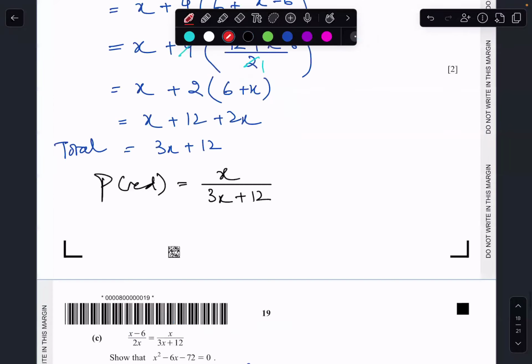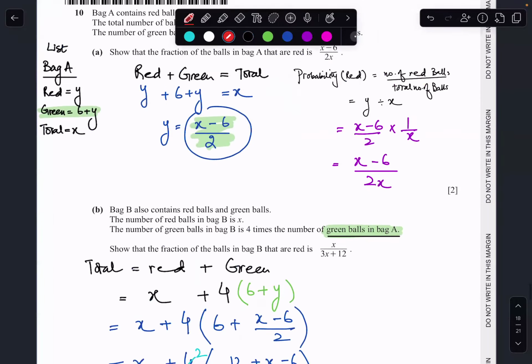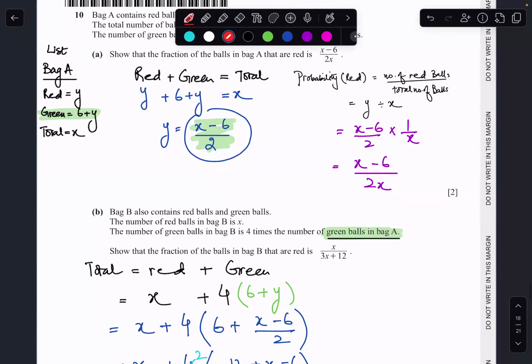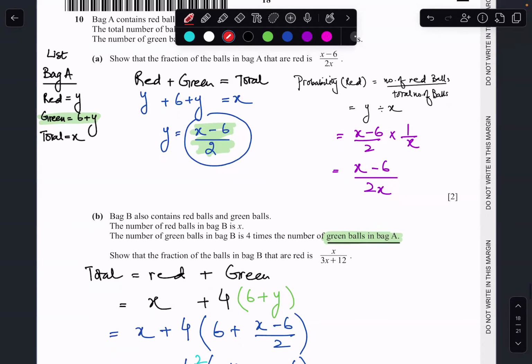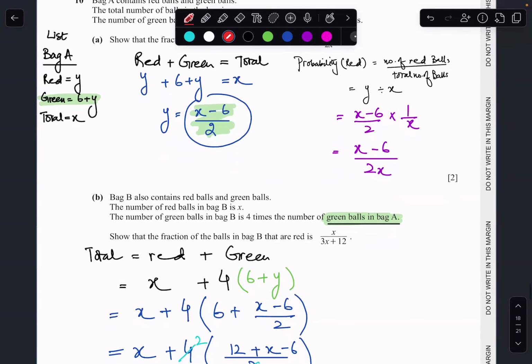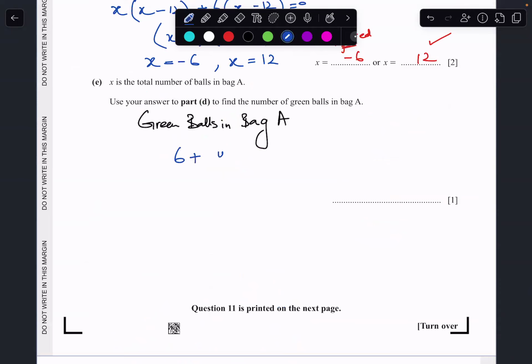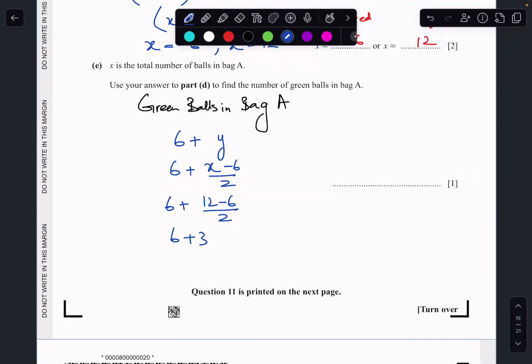Now, green balls in bag A. What was green balls? That was 6 plus y. What was the value of y? Right. 6 plus y, and the value of y was (x minus 6) by 2. So I'm going to use the value of x as 12. 6 plus (12 minus 6) by 2. We have 6 plus 3, and the answer is 9.